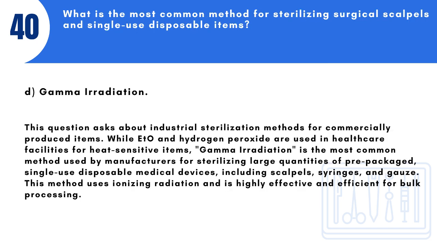Answer: D. Gamma irradiation. This question asks about industrial sterilization methods for commercially produced items. While ETO and hydrogen peroxide are used in healthcare facilities for heat-sensitive items, gamma irradiation is the most common method used by manufacturers for sterilizing large quantities of prepackaged, single-use disposable medical devices, including scalpels, syringes, and gauze. This method uses ionizing radiation and is highly effective and efficient for bulk processing.